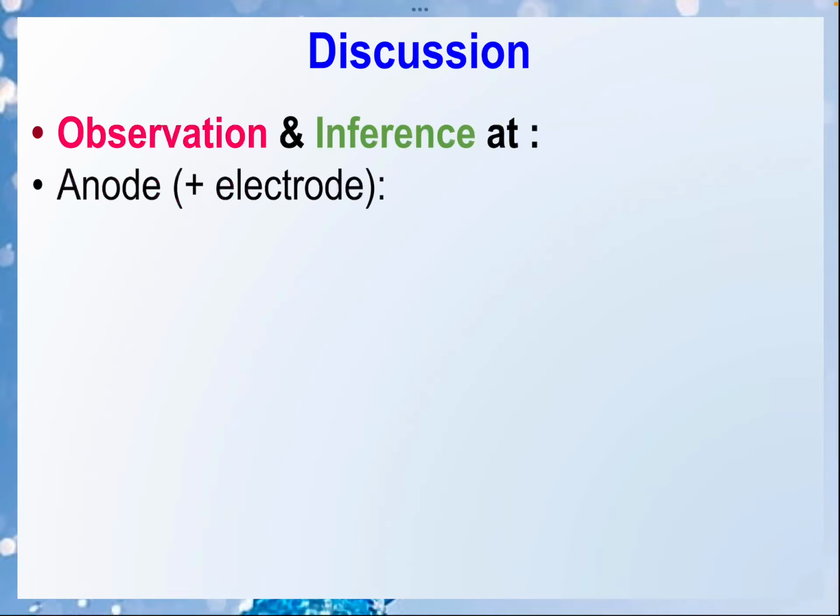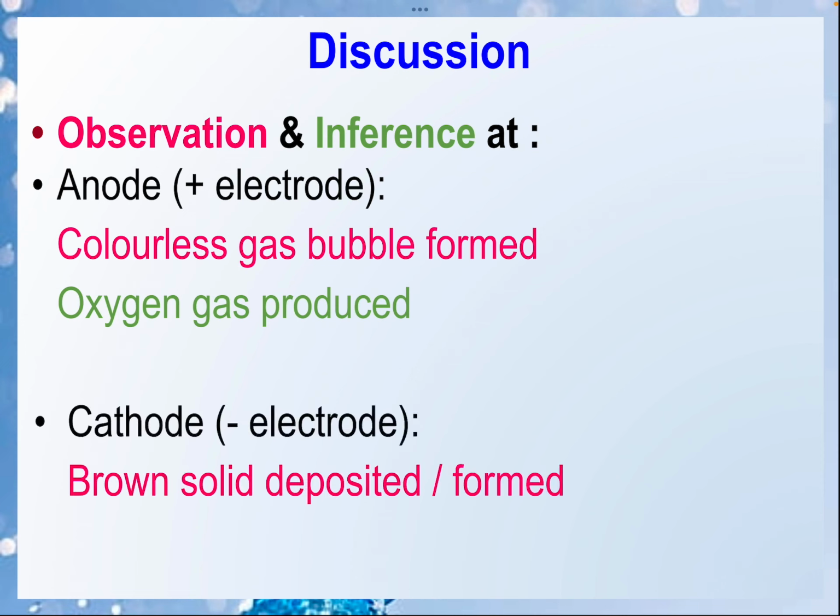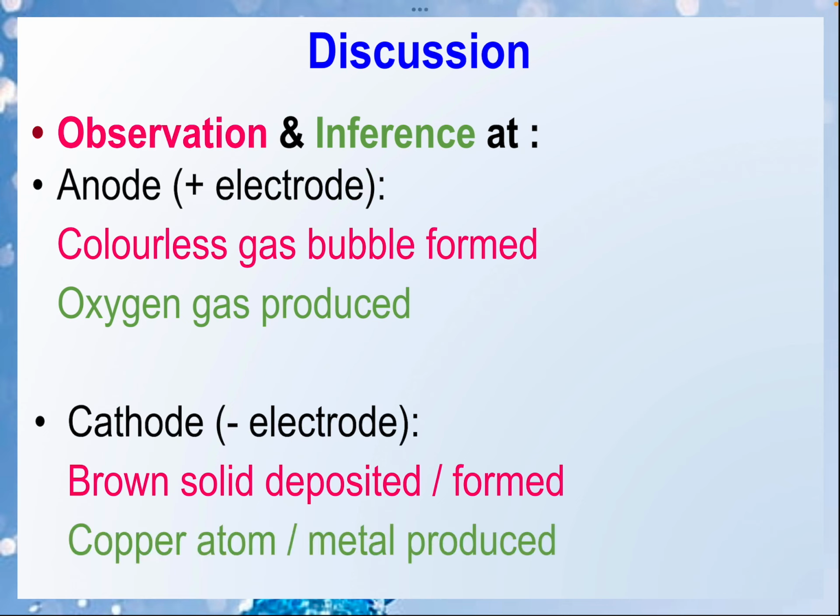Okay, so dekat anode tadi ada colourless gas bubble form. Therefore, the inference adalah oxygen gas produced. While at cathode ada brown solid deposited ataupun form ataupun produced. So, the inference is copper atom are produced.